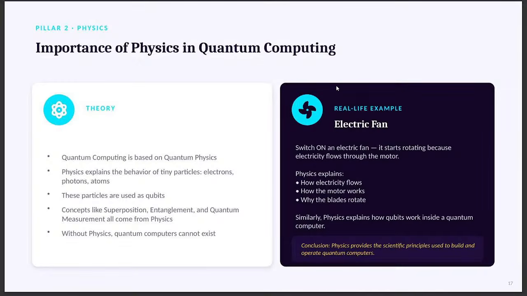Without mathematics, we cannot calculate. Without physics, we cannot build. Both are equally important. Now, can anyone give me one answer? What happens if electricity is removed from the fan? What happens to the fan? Please let me know in the comment section. What happens to the fan if electricity is not being supplied?